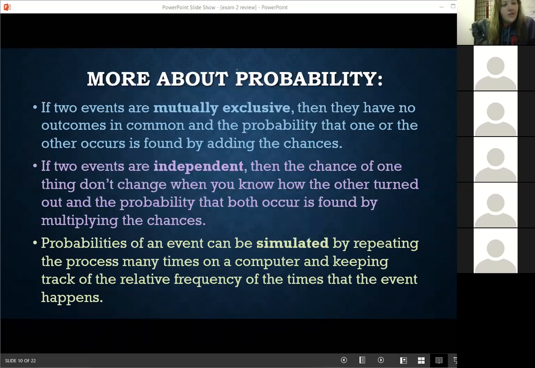This is just expanding a bit on the probability rules. The chance of one thing doesn't change when you know how the others turned out, and the probability of both occurring is found by multiplying those chances together. And then the last one we have is that the probability of an event can be simulated by repeating the process many times on a computer. This is basically saying that when we're taking samples, it's hard to take samples over and over again, a bunch of samples.